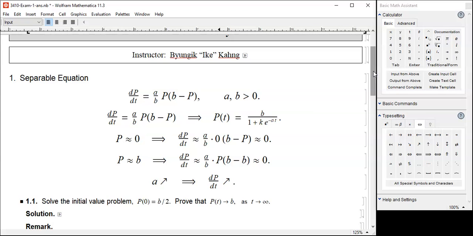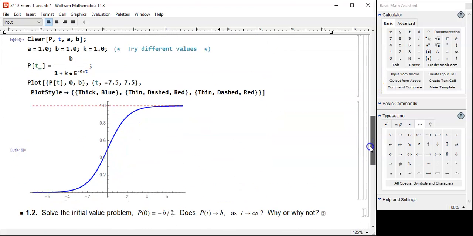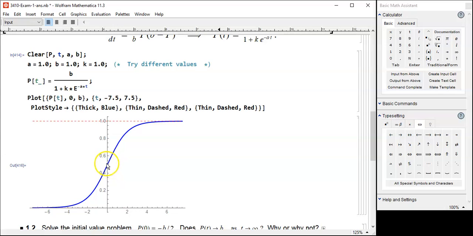What other things can we see here from this differential equation? How about this part, P times B minus P? We have a quadratic function here, and this P times B minus P hits a maximum at, what's the maximum? It hits 0 at P equal to 0, and another 0 at P equal to B, so at half of B, we'll have the maximum. And in this model, right in the middle, the slope is the biggest.